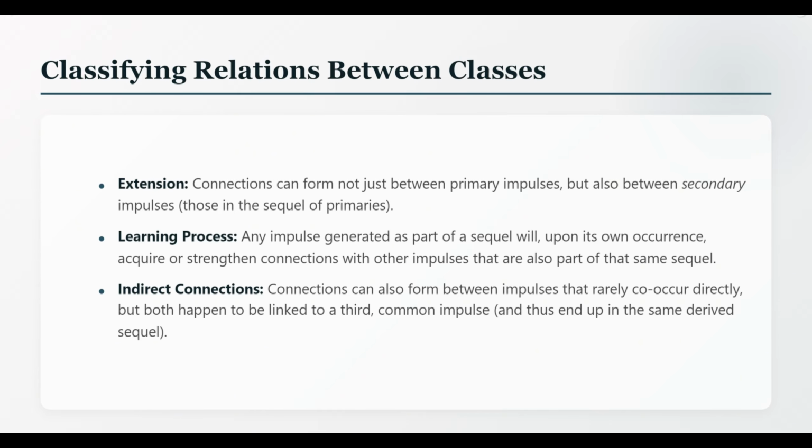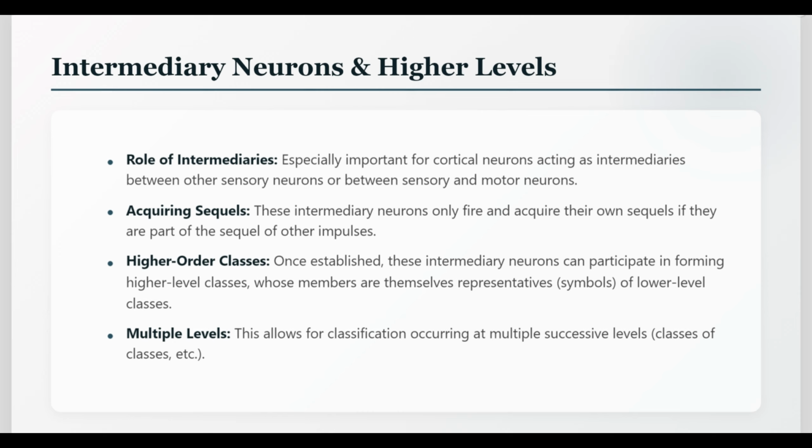Furthermore, even if impulses A and B never fire together, if they both happen to connect to a common third impulse Z, they might end up in the same derived sequel through Z. This allows the system to build classifications about the co-occurrence of different classes of events. This is particularly important for those neurons deep in the cortex that don't directly touch a receptor. They act as intermediaries. They only get activated if they're part of someone else's sequel. Once they fire, they acquire their own sequel, becoming symbols representing the classes of impulses that led to them.